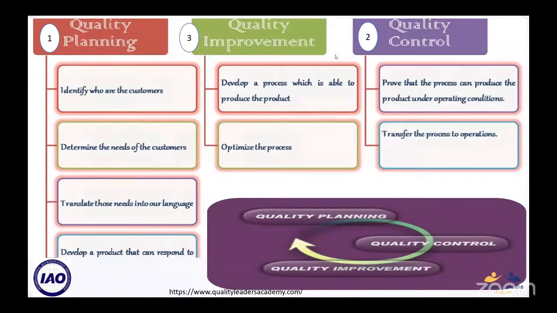Okay. Now, coming to quality control, this is the third leg of the trilogy. Quality control is not the old inspection. Quality control of Juran's trilogy is not the old inspection based approach. It's very specific and very practical. It's a continuation. Now, the next step of optimizing the process, and then you'll have to prove that the process can produce the product under operating conditions.